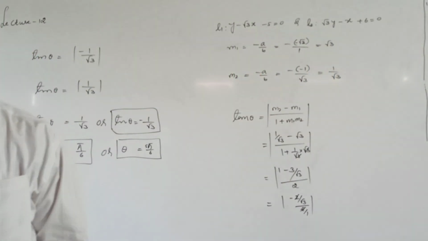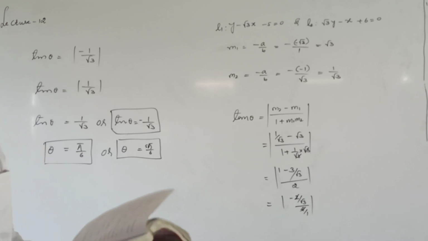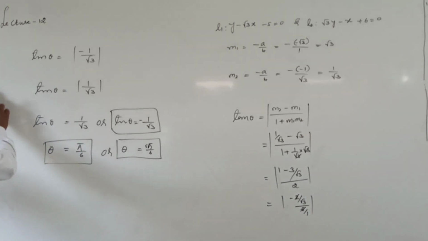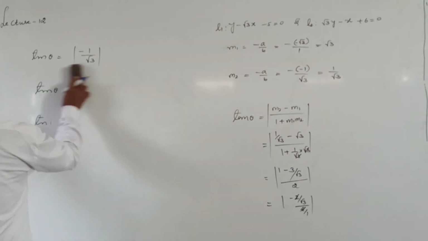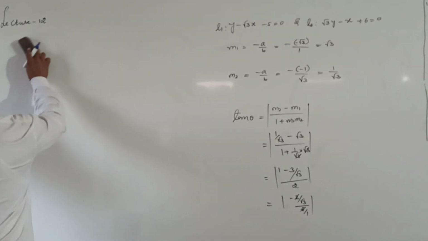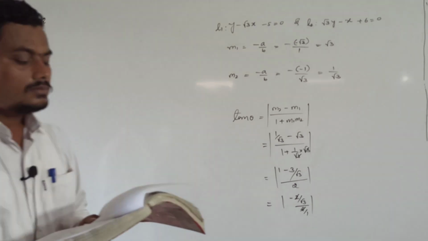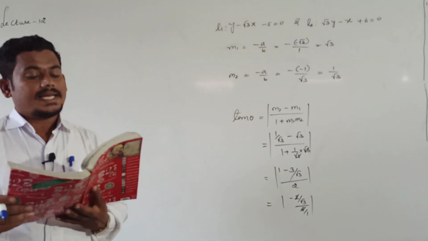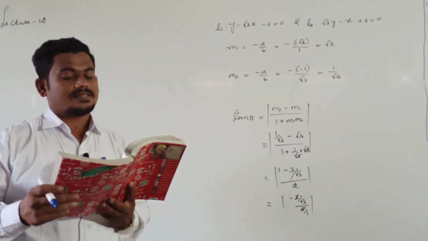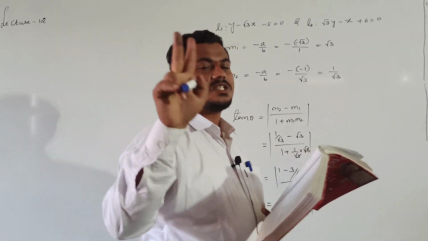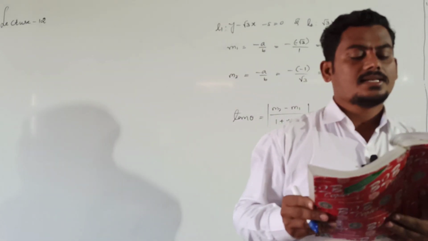Next, find the angles between the lines. Angles means there exist two angles between the straight lines.